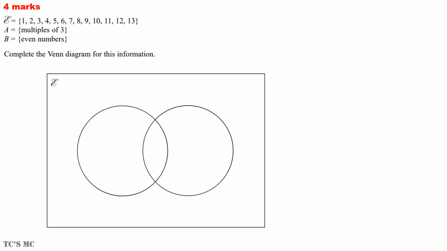The universal set is equal to 1, 2, 3 all the way up to 13. Set A is multiples of 3. Set B is even numbers. Complete the Venn diagram for this information.